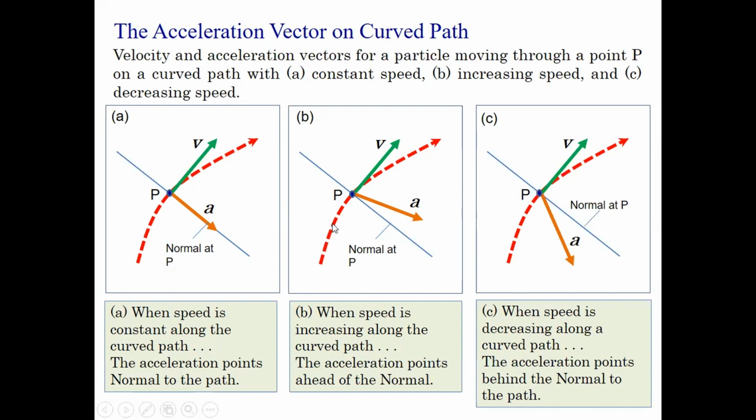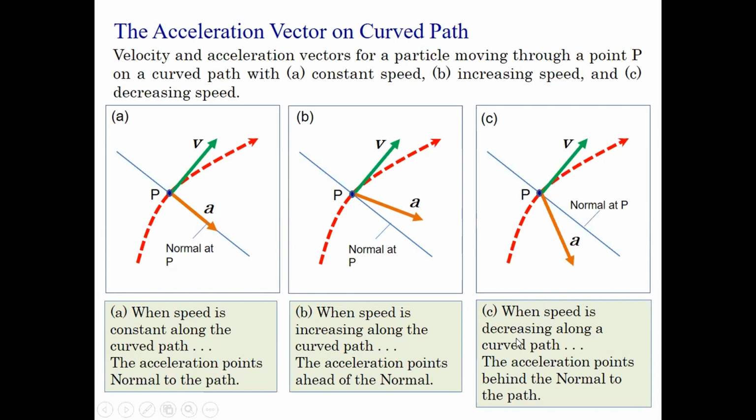Here again, the red is the trace of the particle's path, and V, green colored, is the tangent velocity, and the acceleration A is shown here. When the speed is increasing along the curved path, the acceleration is going to point ahead of the normal. It is not exactly at the normal, but it is pointing ahead of the normal.